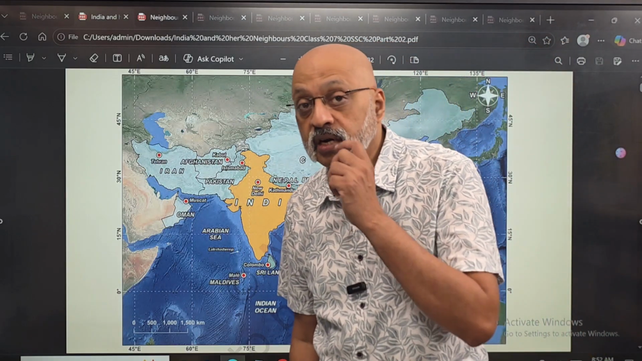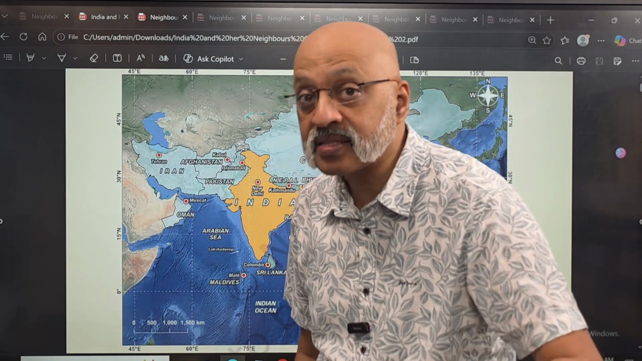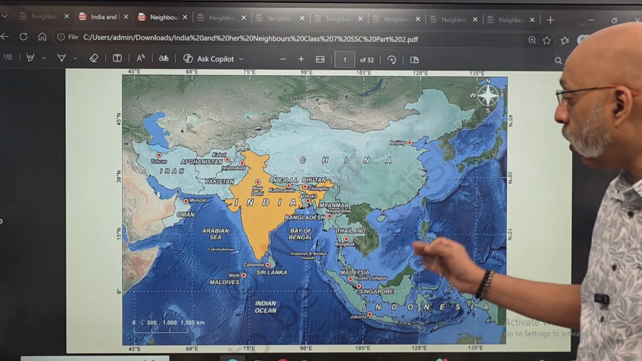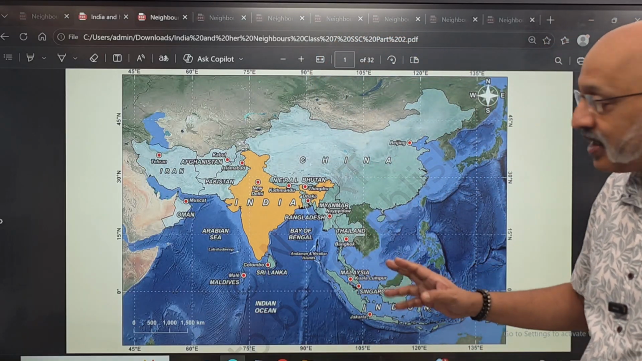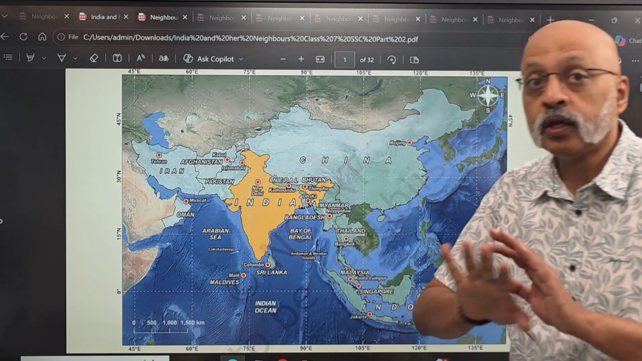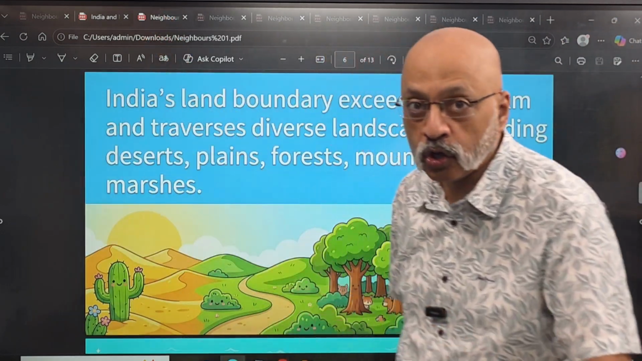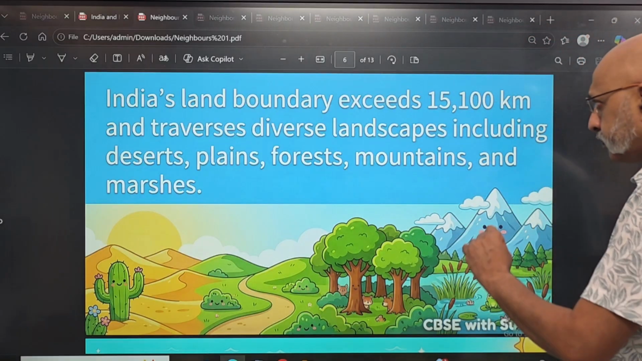These are the 6 countries with which India has land boundaries, which is 15,100 kilometers. Is that clear? You keep looking at this map, you will get a lot of clarity. Okay, keep this map open in your textbook also.